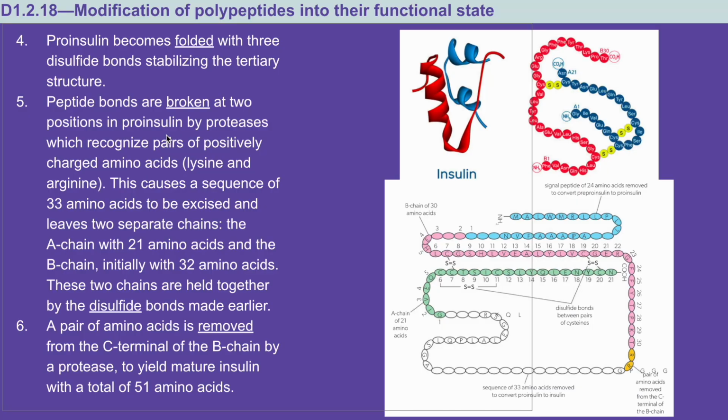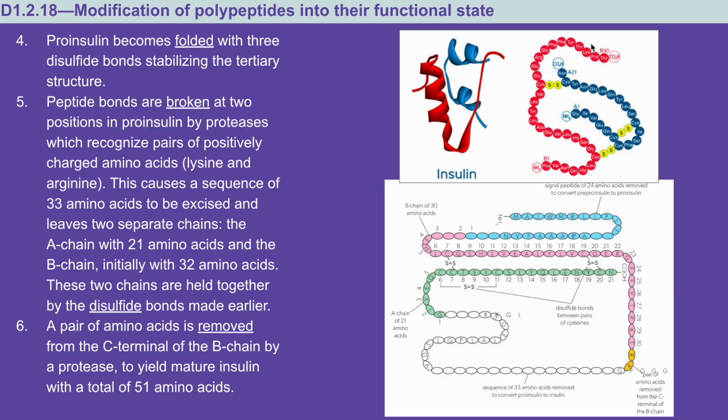This causes a sequence of 33 amino acids to be excised and leaves 2 separate chains. The A chain now has 21 amino acids, and the B chain initially has 32 amino acids. They're still held together by those disulfide bonds made earlier up here where we looked at folding of proteins. A pair of amino acids is then removed from the C terminal of the B chain by a protease to yield mature insulin with a total of 51 amino acids.